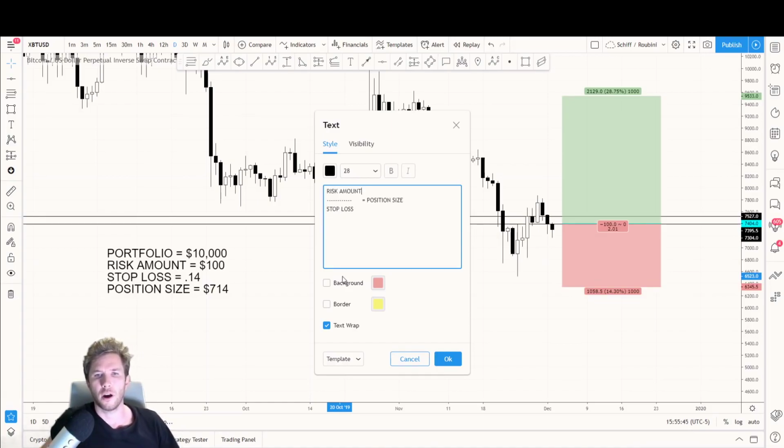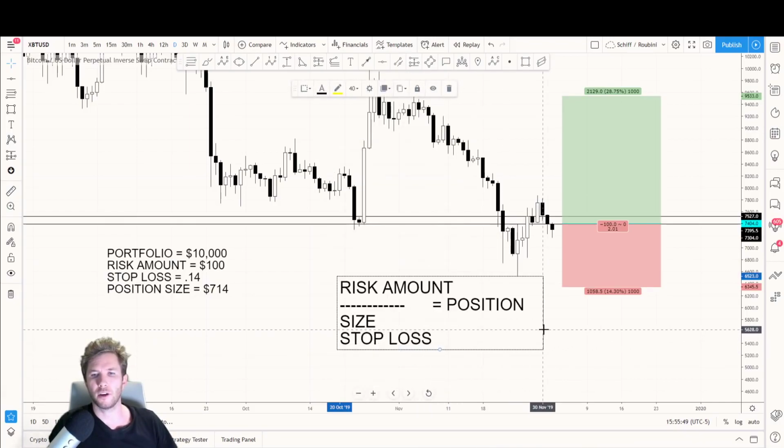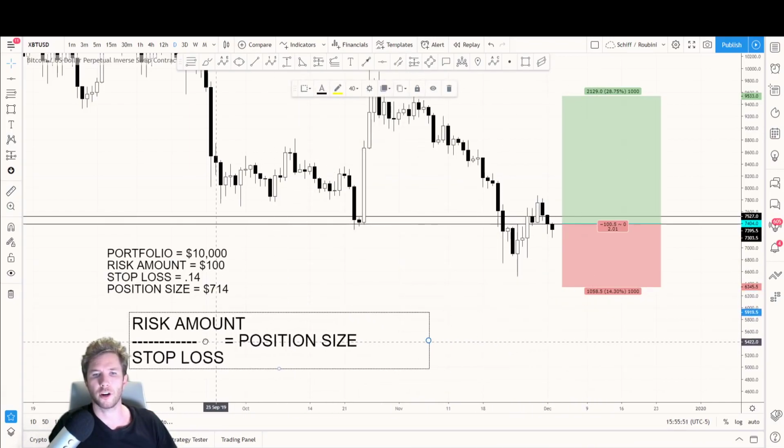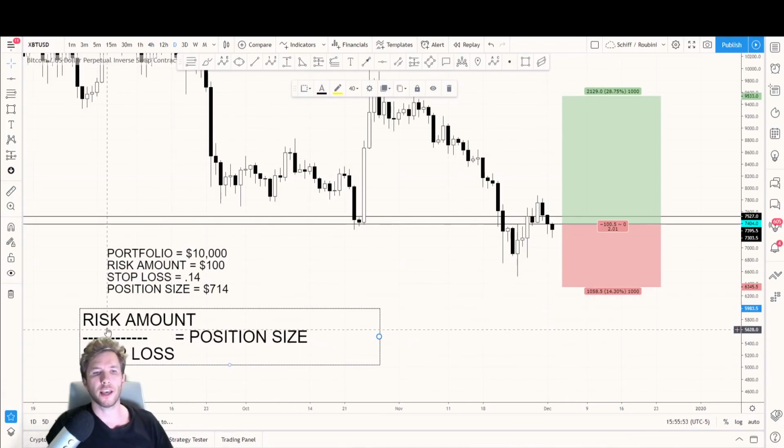Boom. All right, so this is the key. This is the key to trading. This made me go from a losing trader to a winning trader. So every trade you take, figure out how much you want to risk. Just take 1% of your total portfolio balance and then divide that by your stop loss, and that'll give you your position size.